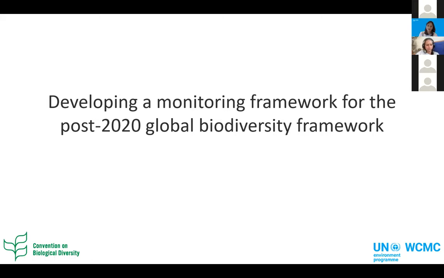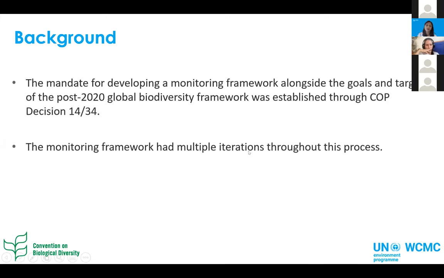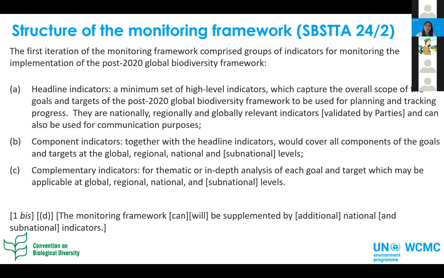So as Gillian's just described, the monitoring framework was something that was first considered at COP14, and there was a mandate established for SBSTTA, the Subsidiary Body on Scientific, Technical and Technological Advice, to go away and think about the elements that should be included to monitor implementation of the post-2020 global biodiversity framework. And this monitoring framework has had various iterations throughout the process of development and will be finally discussed at COP15 next month.